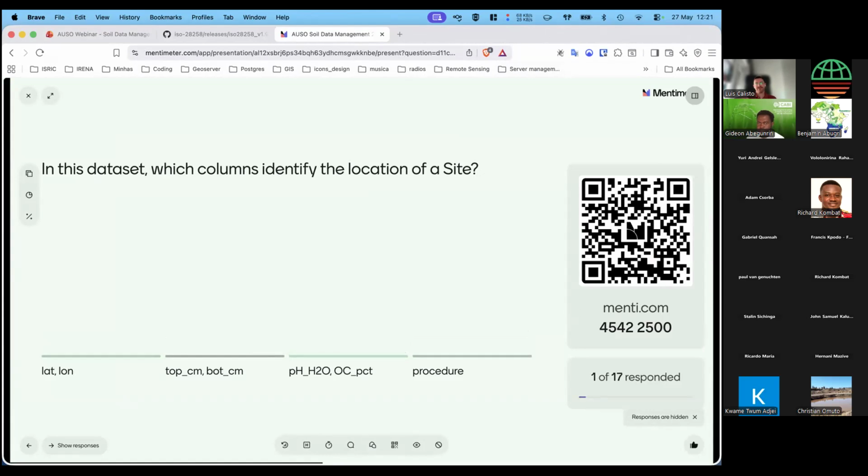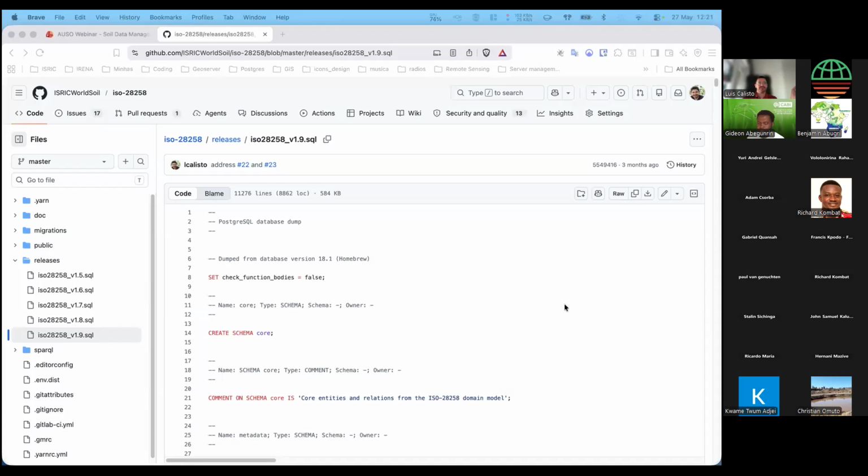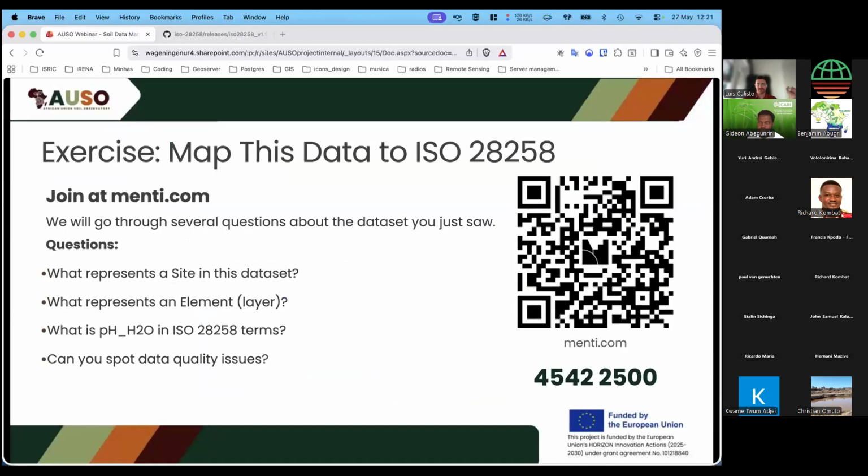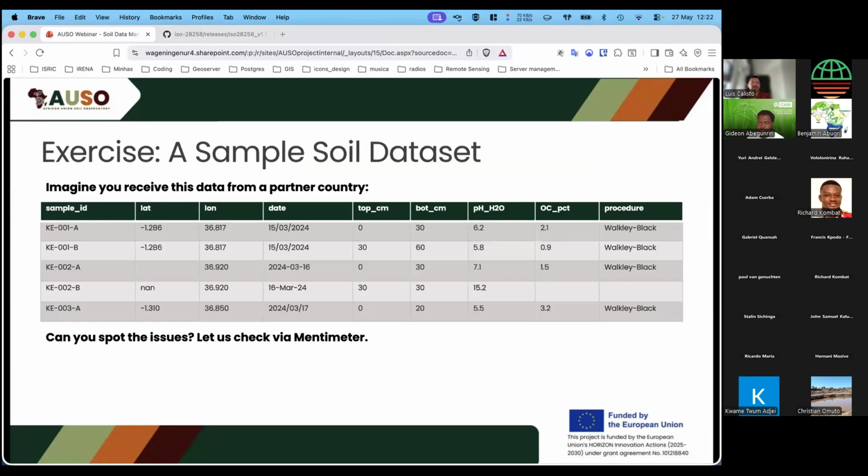So I have several questions on that sample data set. I'm gonna hide it and share the table so you can see it. The first question is, in this data set, which columns identify the location of a site? Just look at the data set. You have the options: lat long, top centimeter, bottom centimeters, pH water, and procedure. And that's the lat long.